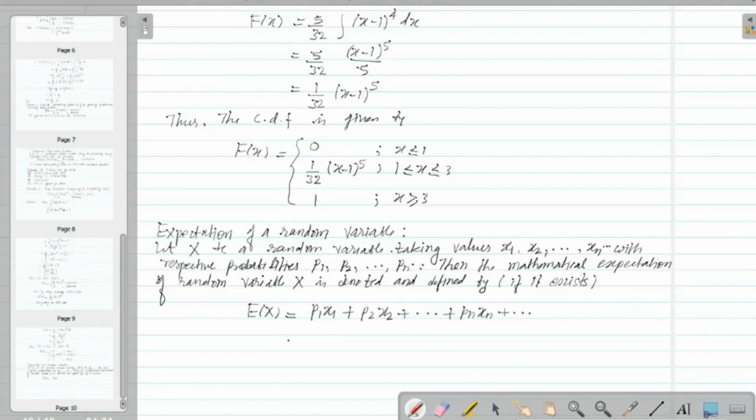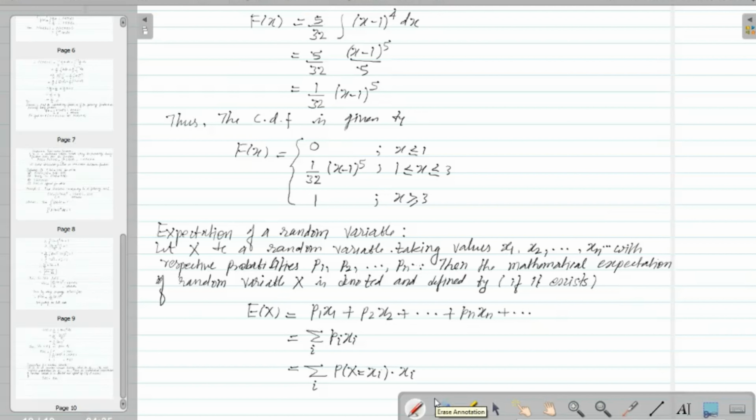Okay, so this can be written as the summation of pi xi, where i is running, and we don't know how far it goes, it will go up to infinity. Okay, this is the formula for expectation. This can also be written as the sum of probabilities P of x equal to xi into xi, like this. This is the mathematical expectation formula, and we will use this formula while evaluating the problem.